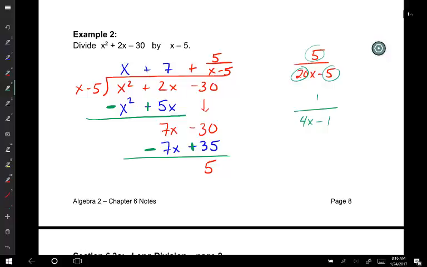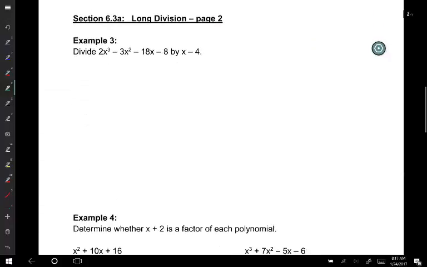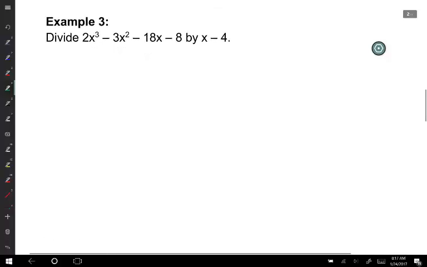Okay, any questions so far? Do you remember doing this in Algebra 1? Okay, it was a long time ago. All right, let's look down. We're going to do a couple little examples just to help us practice.